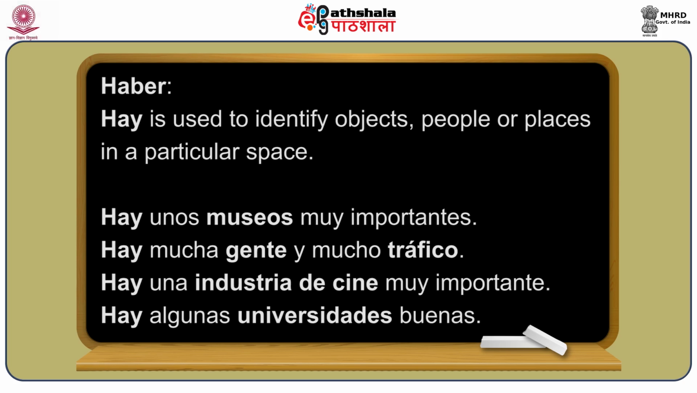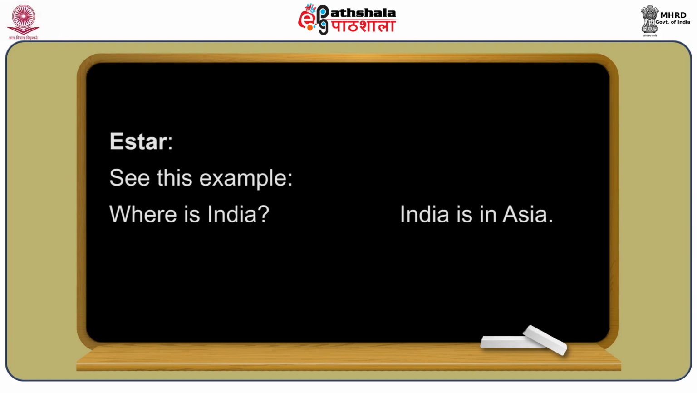Hay mucha gente y mucho tráfico, meaning there are many people and a lot of traffic. Hay una industria de cine muy importante, meaning there is a very important cinema industry. And hay algunas universidades buenas, meaning there are some good universities. These are some examples with the verb haber, and the form was hay, meaning there is and there are.